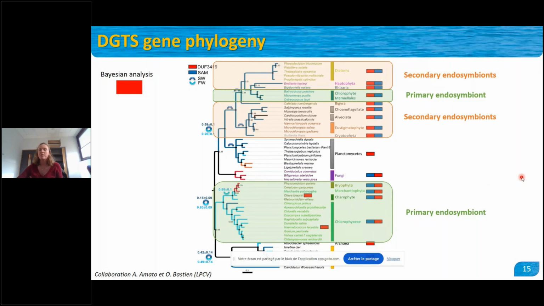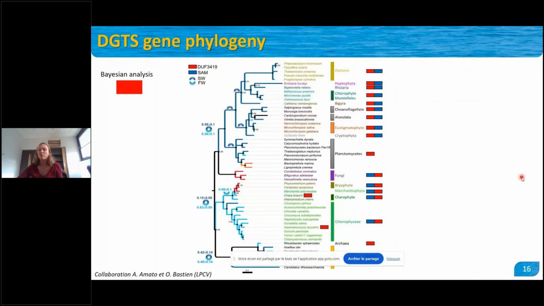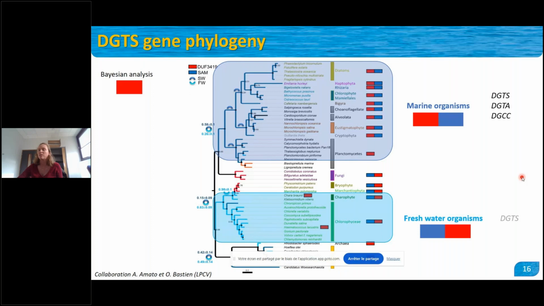What we found is that we finally have a clustering of the phylogeny that depends on the habitat. So the evolution of the genes seems to depend on where the organisms live, whether it's a freshwater organism or a marine organism. And even more, freshwater organisms contain only DGTS as a betaine lipid, whereas marine organisms contain the three classes of betaine lipids. So there is much more diversity of betaine lipids in marine organisms.